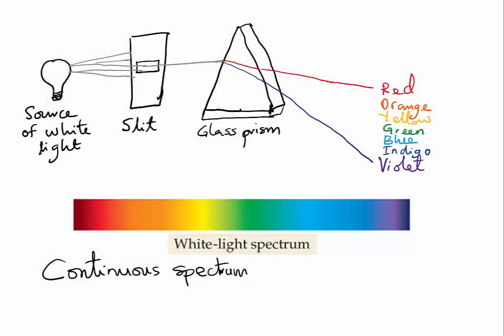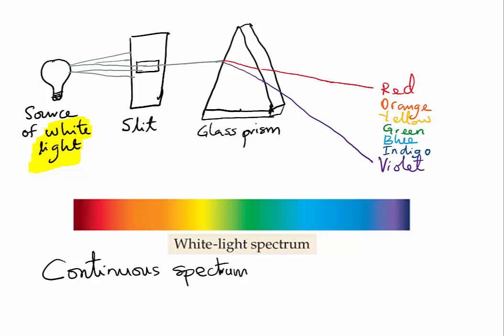Let us now try to know a little more about light. If you have a source of white light and you focus the white light on a small slit so that the rays of light would be directly focused on a glass prism, what you will get is a rainbow of color.